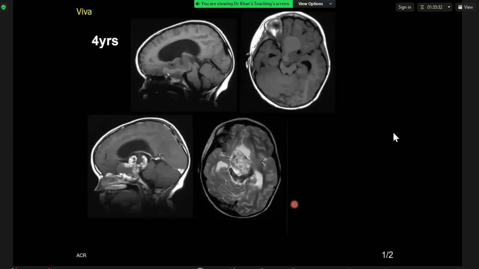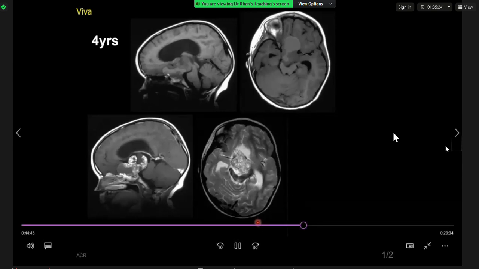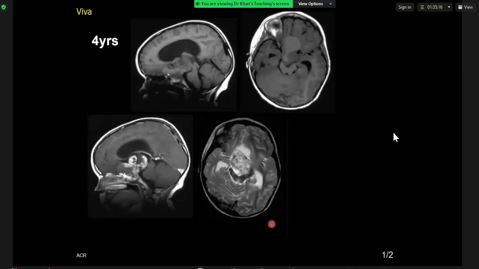And I can see there are some hypo-intense areas, also with surrounding edematous changes, edema. So I can see there is a prominence of the temporal horns as well. So this shows this is compressing and causing hydrocephalus. So in the 4-year child, my differential is craniopharyngioma, or it could be a pituitary macroadenoma.